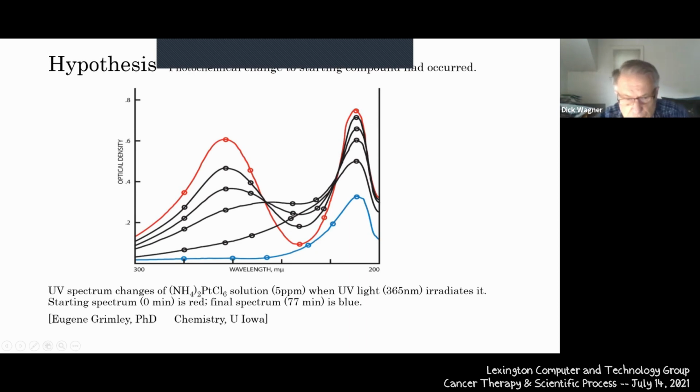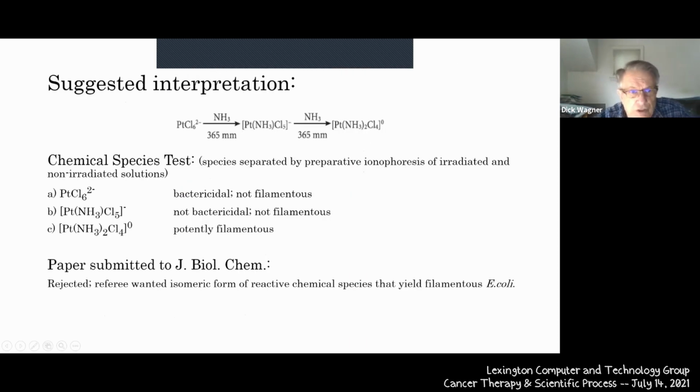So that was the result of Eugene's experiment. He got his chemistry degree at the University of Iowa. All right, so this is the interpretation. You take the platinum hexachloride, which has a -2 valence state, in the presence of ammonia, you can get rid of one of these chlorides and replace it with an amine to get a negatively charged species. And if you irradiate with 365, you can get rid of another chloride, and you eventually come up with a neutrally charged species, diamine tetrachloride.